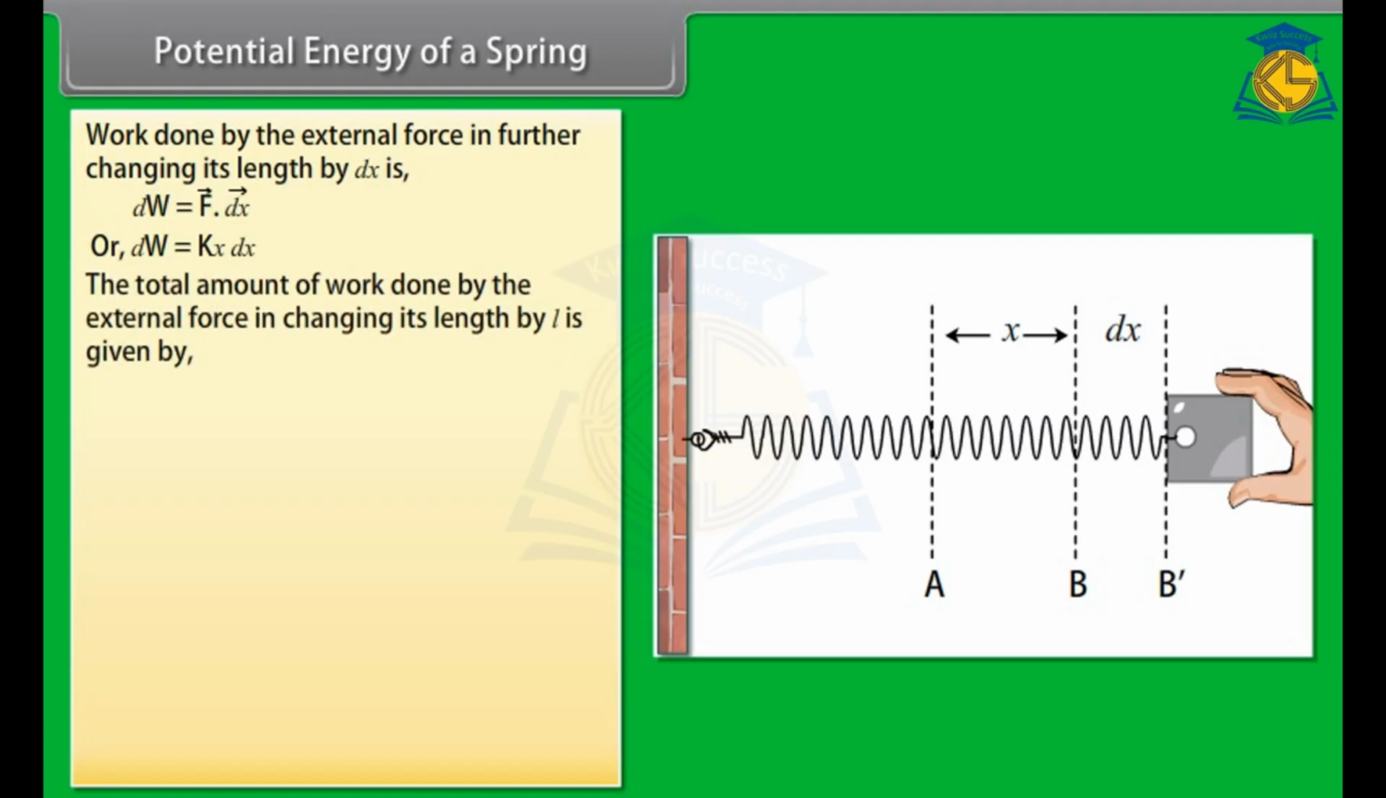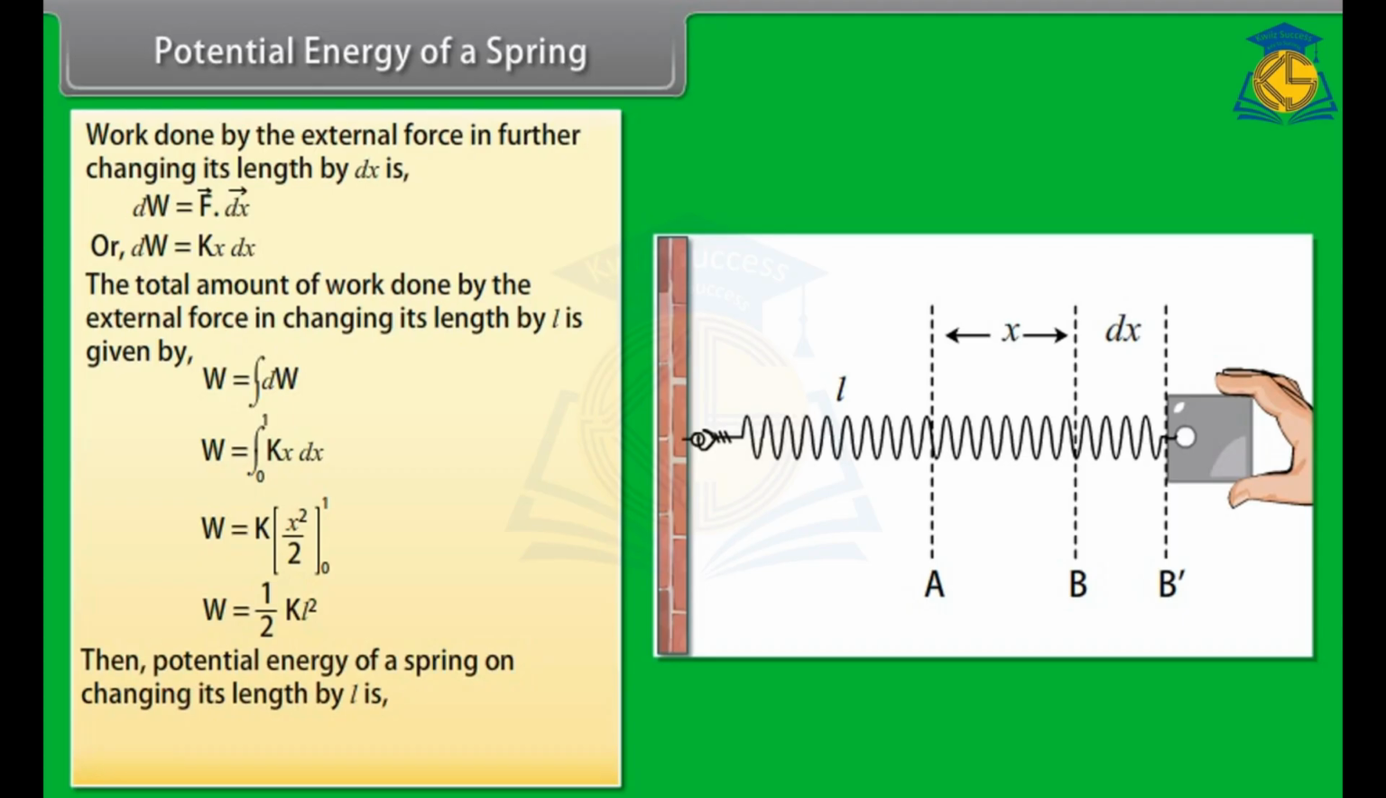Now, the total amount of work done by the external force in changing its length by L is given by W = ∫dW. By calculating it, we get W = ½kL². Then, the potential energy of a spring on changing its length by L is equal to W. Potential energy = ½kL².